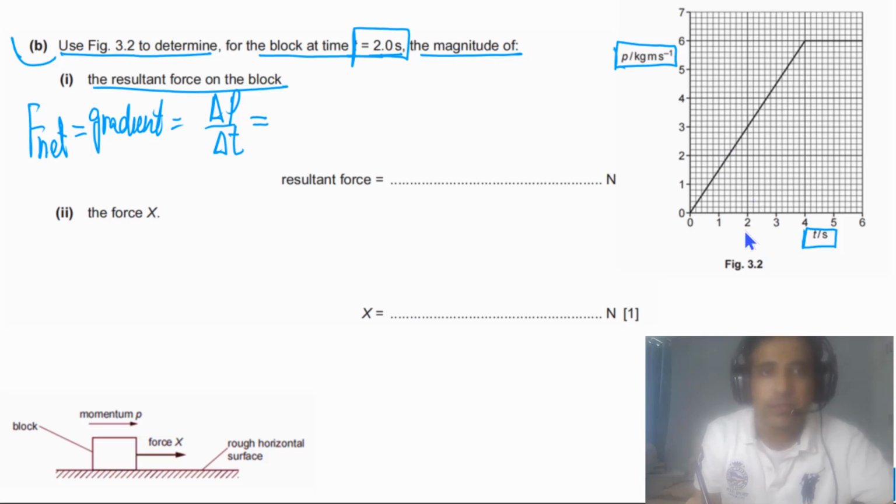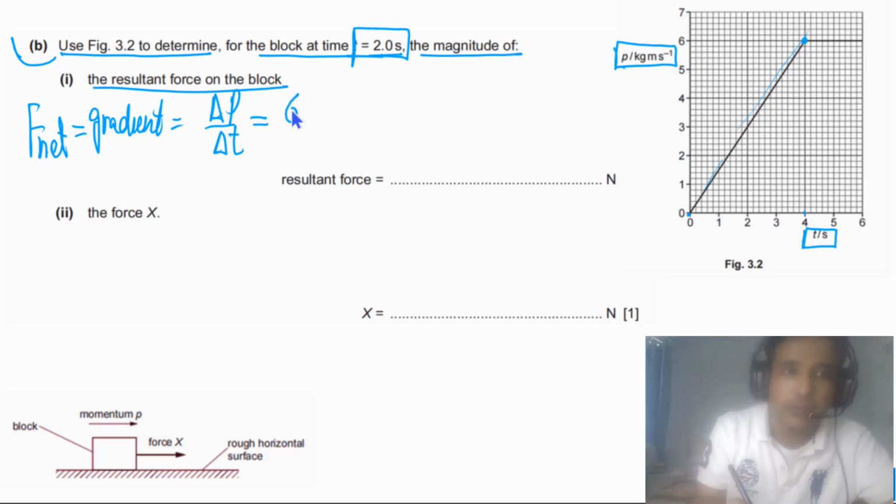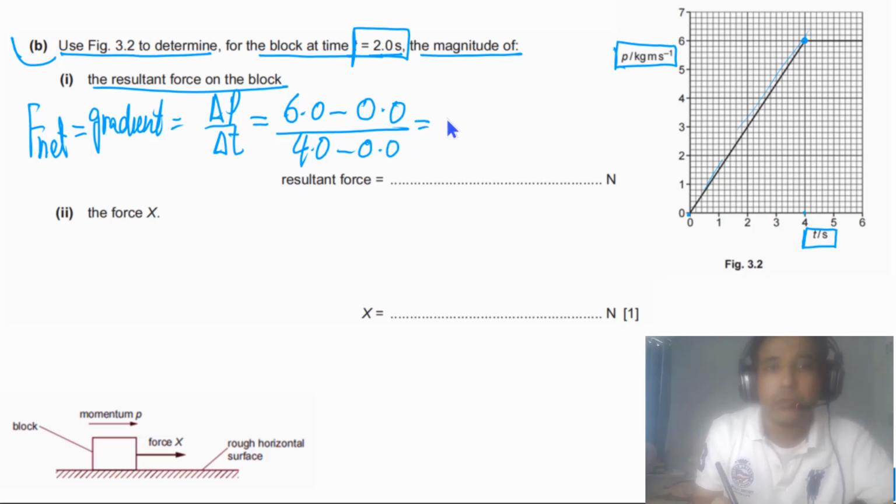We can take any 2 points on this line and find the gradient, because the gradient is constant. So the resultant force is constant from 0 to 4 seconds. So we can take this point. Here we have the value of momentum, 6.0, minus 0, because at this point we have 0.0, and we divide by 4.0, because the time is 4 minus 0. So we will get 1.5 newtons. So this is the value of the resultant force.